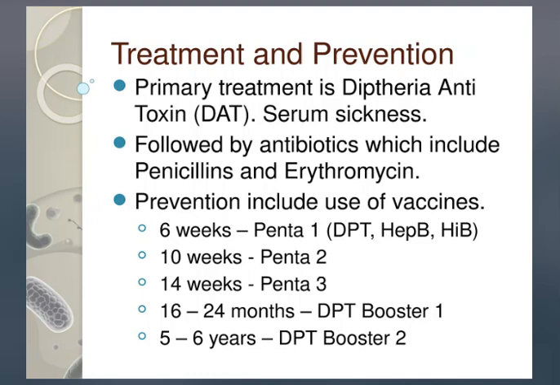Treatment centers on administering diphtheria antitoxin to neutralize circulating toxin, though serum sickness can be a side effect. Antibiotics like penicillins and erythromycin follow to eliminate the bacteria. Prevention relies heavily on vaccination, with a schedule starting at 6 weeks of age and including multiple doses and boosters through childhood. This combined approach effectively reduces disease.